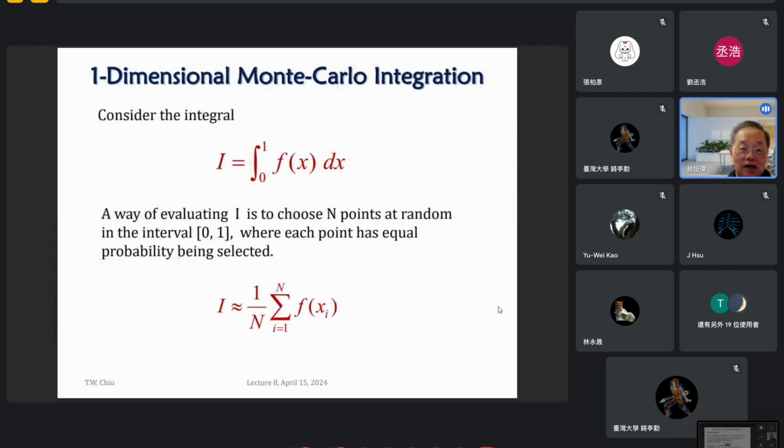Let me begin with one-dimensional Monte Carlo integration. Usually a one-dimensional integral does not require Monte Carlo integration because you can do it by numerical integration. There are many methods for numerical integration, very fast and reliable, and you can get a good answer. Here, in order to discuss the basic ideas of Monte Carlo integration, I use this simple example.